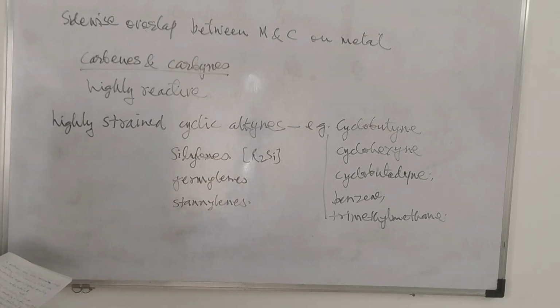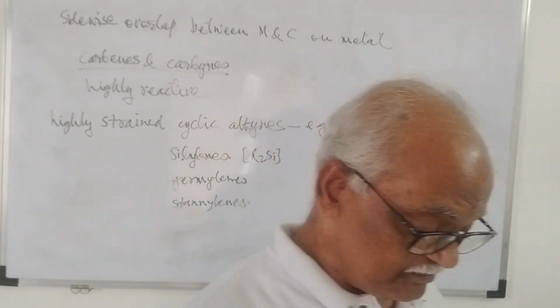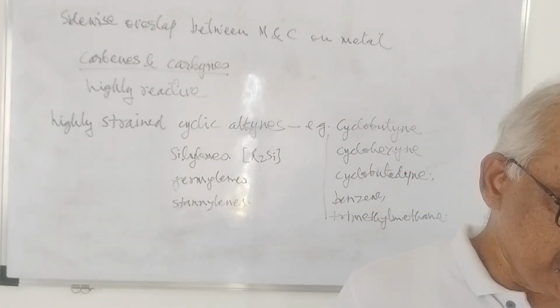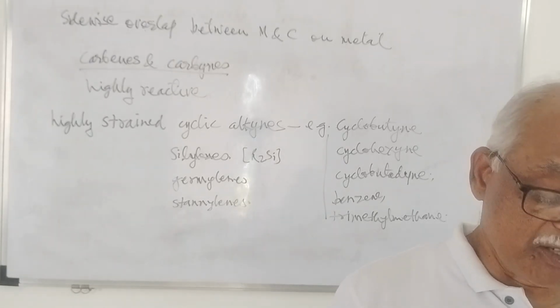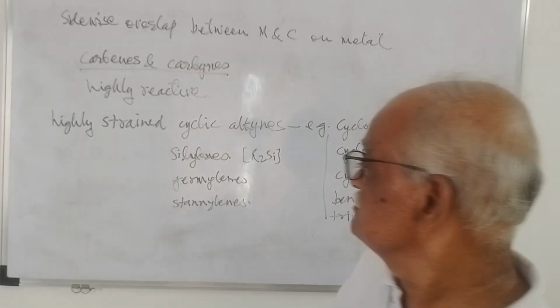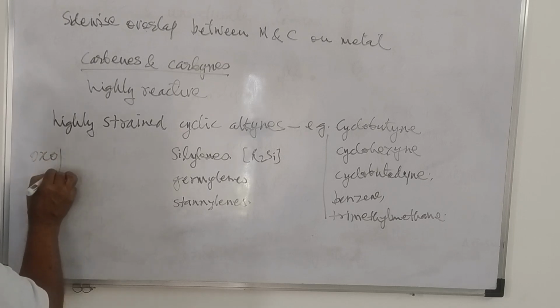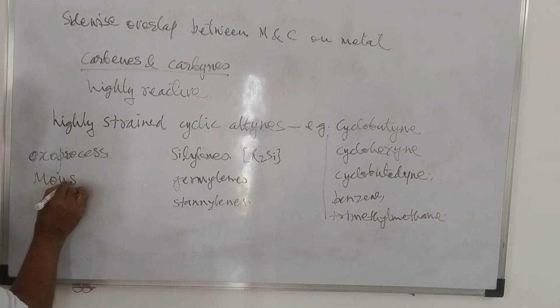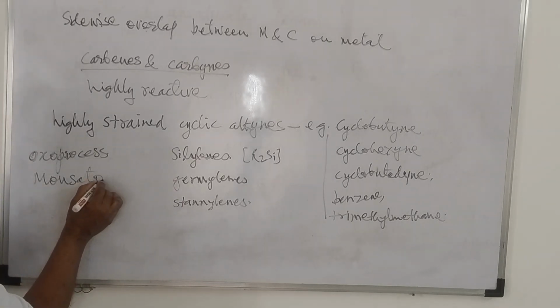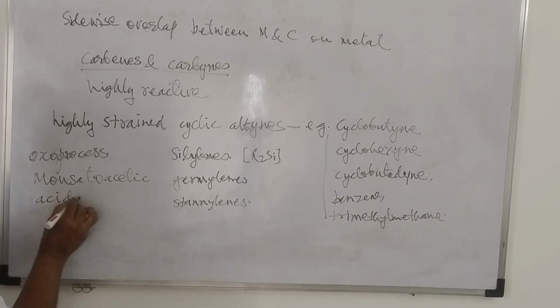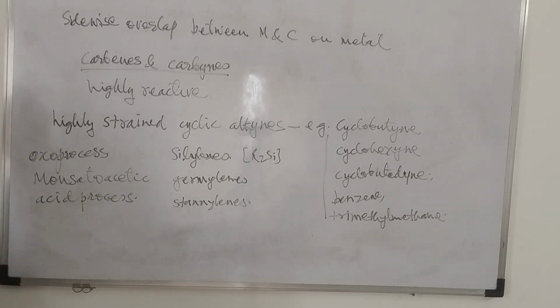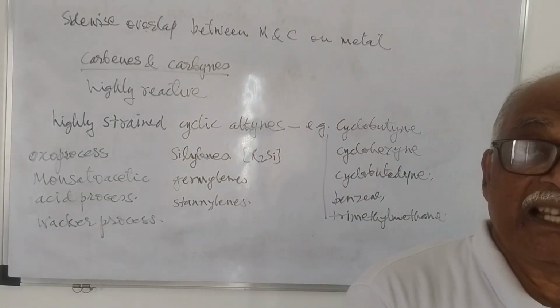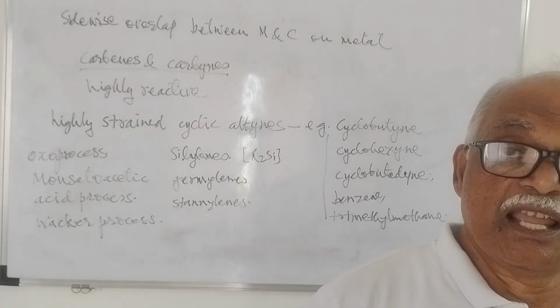A major reason for this interest in metal carbon bonded species comes from the stabilization, which applies to the intermediates in many metal catalyzed organic reactions such as oxidation, that is the oxo process, which is of industrial interest. Similarly, the Monsanto process, the acetic acid process, and the Wacker process. So these compounds are finding numerous industrial applications.